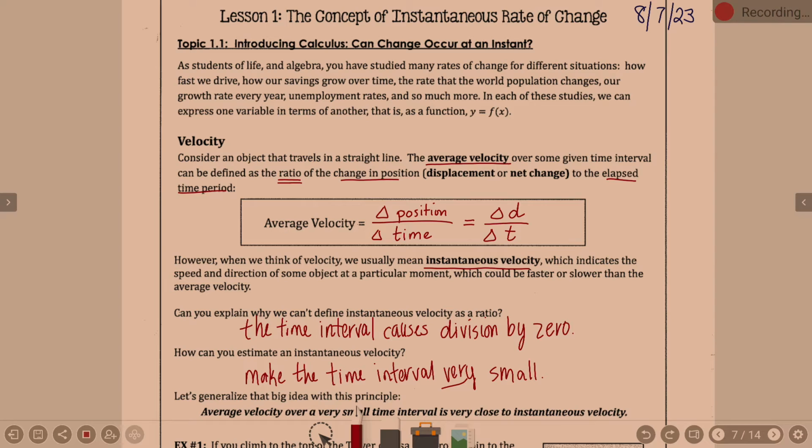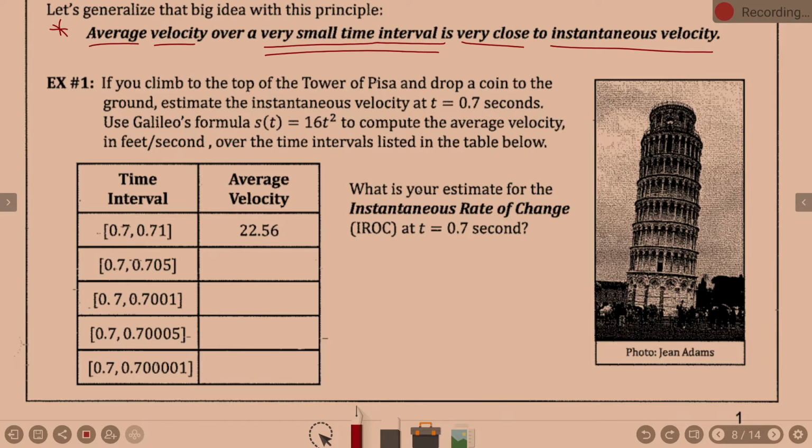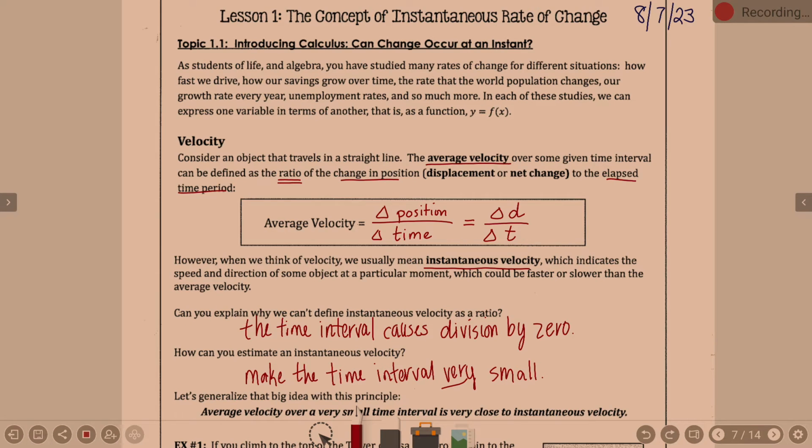I'm trying to think how much we talked about that in pre-calc, and probably not very much, but S of t represents position. So we're talking here that S of t is your position of, what were we doing, climbing? Oh, and dropping a coin. So that's going to be the position of the coin, your S of t. So in order to find average velocity, what did it say up here? Position over time. Change in position over change in time.